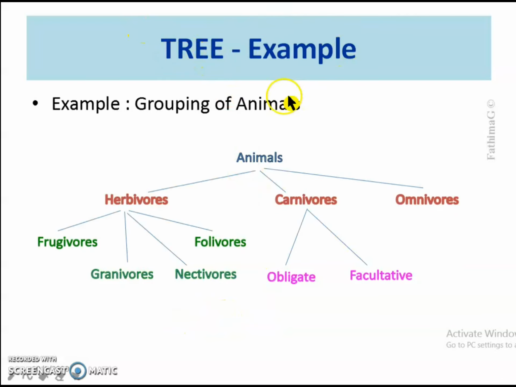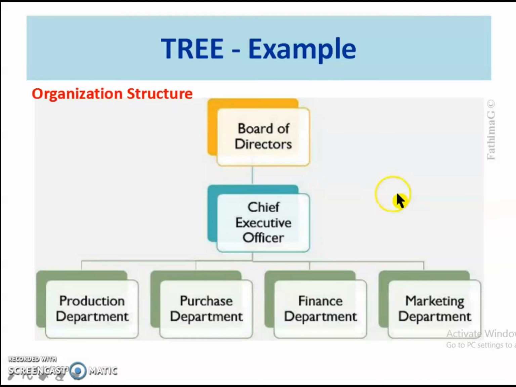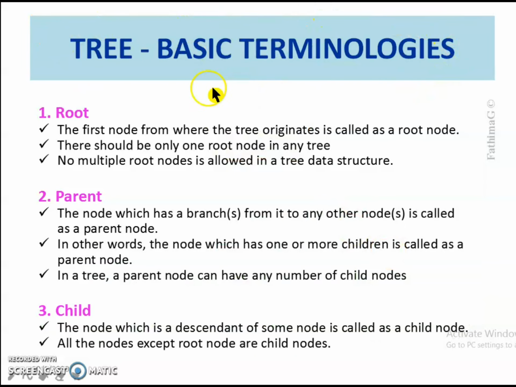So this is a real world example which follows tree structure where grouping of animals is done based upon what they eat. The other example is an organization structure where various departments are organized. Before getting deeper into the trees, let us get introduced with the basic terminologies used with the trees.